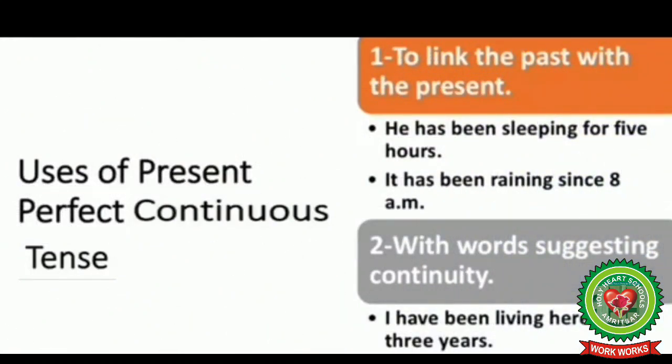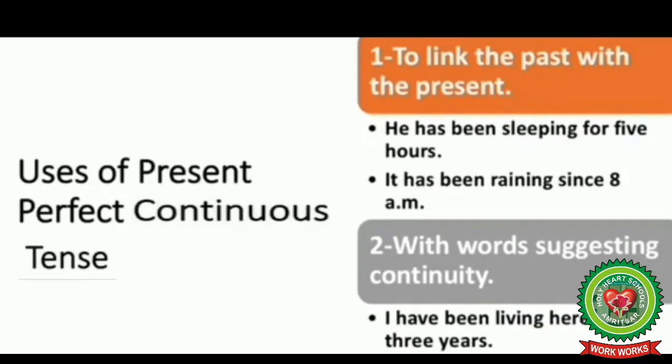So students, I hope you have understood what is present perfect continuous tense. Let us discuss the uses of the same. So, to link the past with the present: he has been sleeping for 5 hours. The action denotes that it started in the past and is still continuing, that is, he is still sleeping. It has been raining since 8 a.m. Similarly, it is still raining.